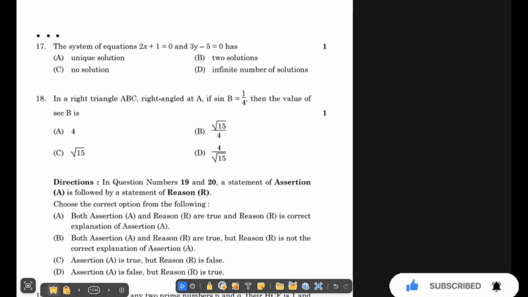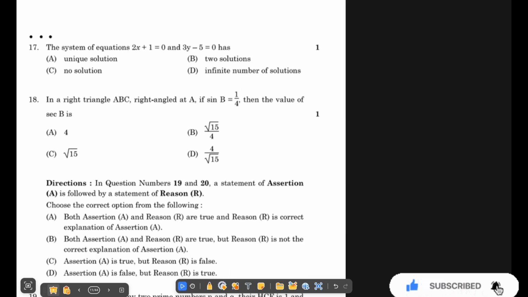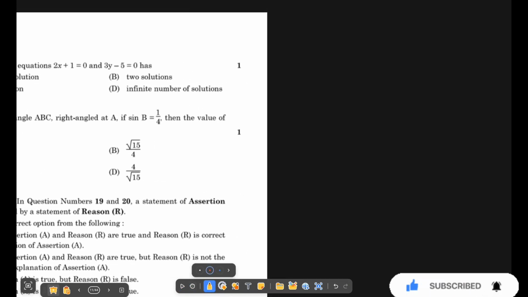Next, the 17th question. What is the 17th question here? The system of equations 2x plus 1 equals 0, 3y minus 5 equals 0 has what type of solution? So what are the given equations here? 2x plus 1 equals 0.